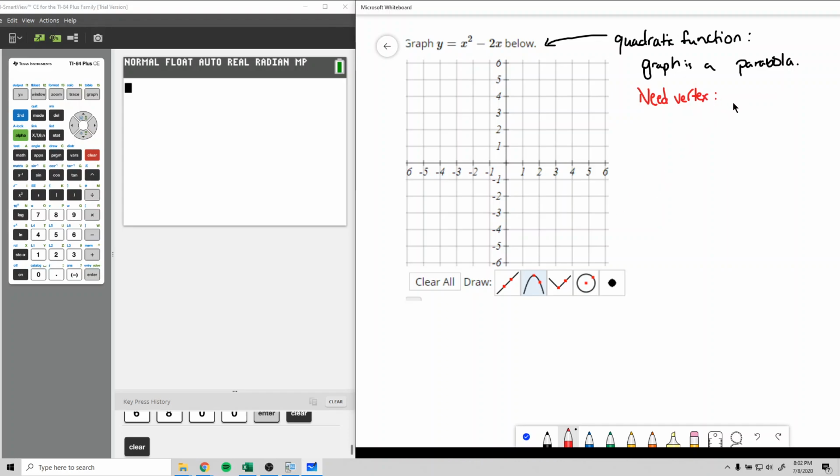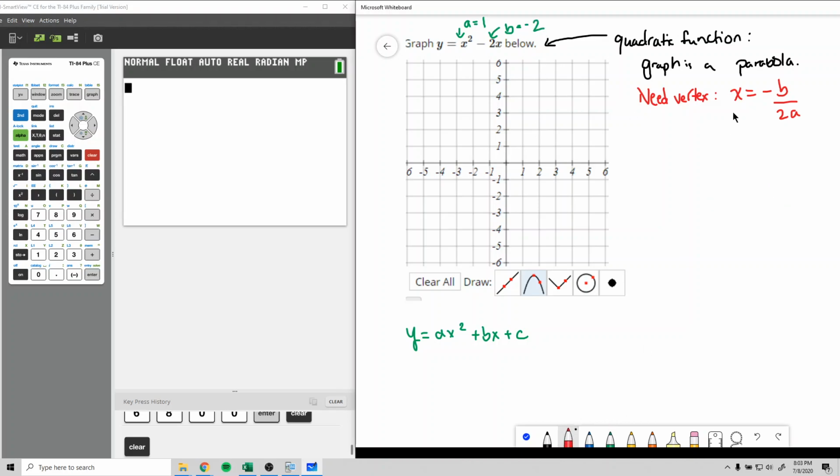Now remember, the vertex's x coordinate is given by x equals negative b over 2a. And I'll go ahead and remind everyone where a and b come from. It's y equals ax squared plus bx plus c. A is the number multiplying the x squared, and b is the number multiplying the x. So for our problem here, what's multiplying x squared is 1. We have a equals 1. And b, the number multiplying x, is negative 2.